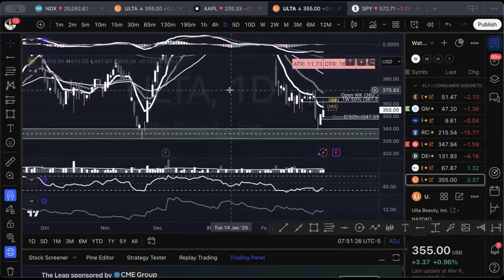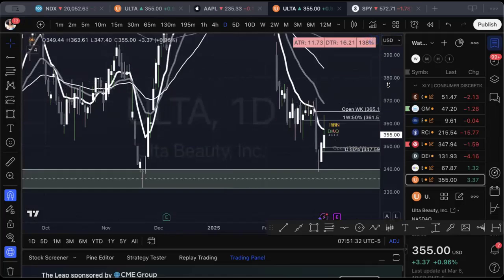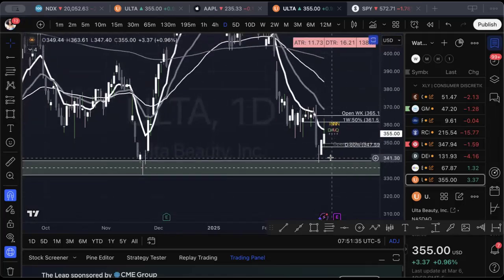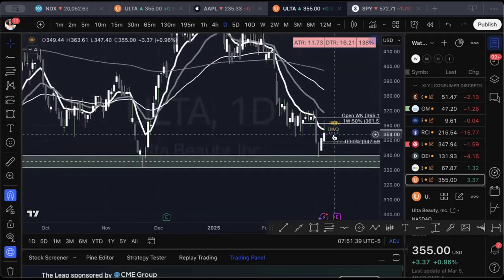So, with that being the case, I would want to opt for something that has a little bit more time on the expiration, because if Ulta decides to pull back a little today and then have a reaction to the upside, I want to be able to capitalize on that. So, that's going to be to the upside. But remember, the strat tells us to be prepared for either direction. And so we will do just that.